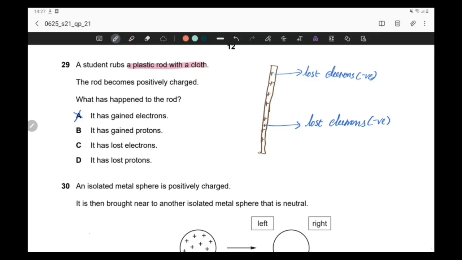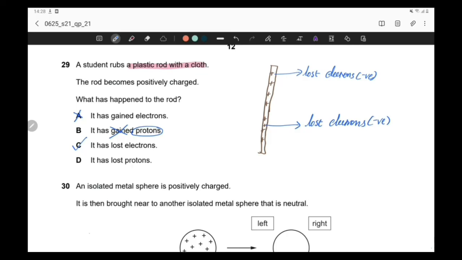I already mentioned the protons cannot move from one object to another object, because they are bound inside the nucleus. They cannot move outside. So never are protons going to gain or lose. So this is also wrong. Option C says it has lost electron. That is correct. The electrons can move from one object to another object. So the rod has lost electron. So the total charge of the rod will become positive.